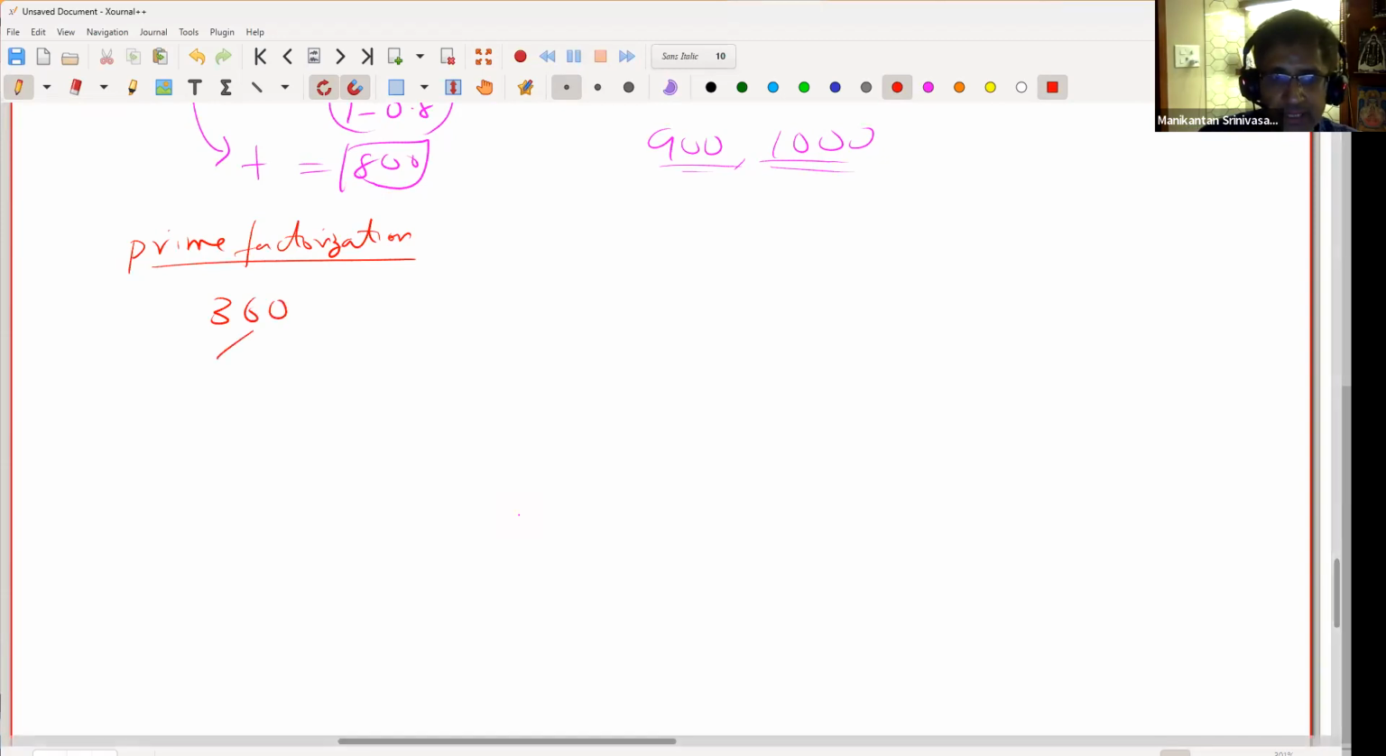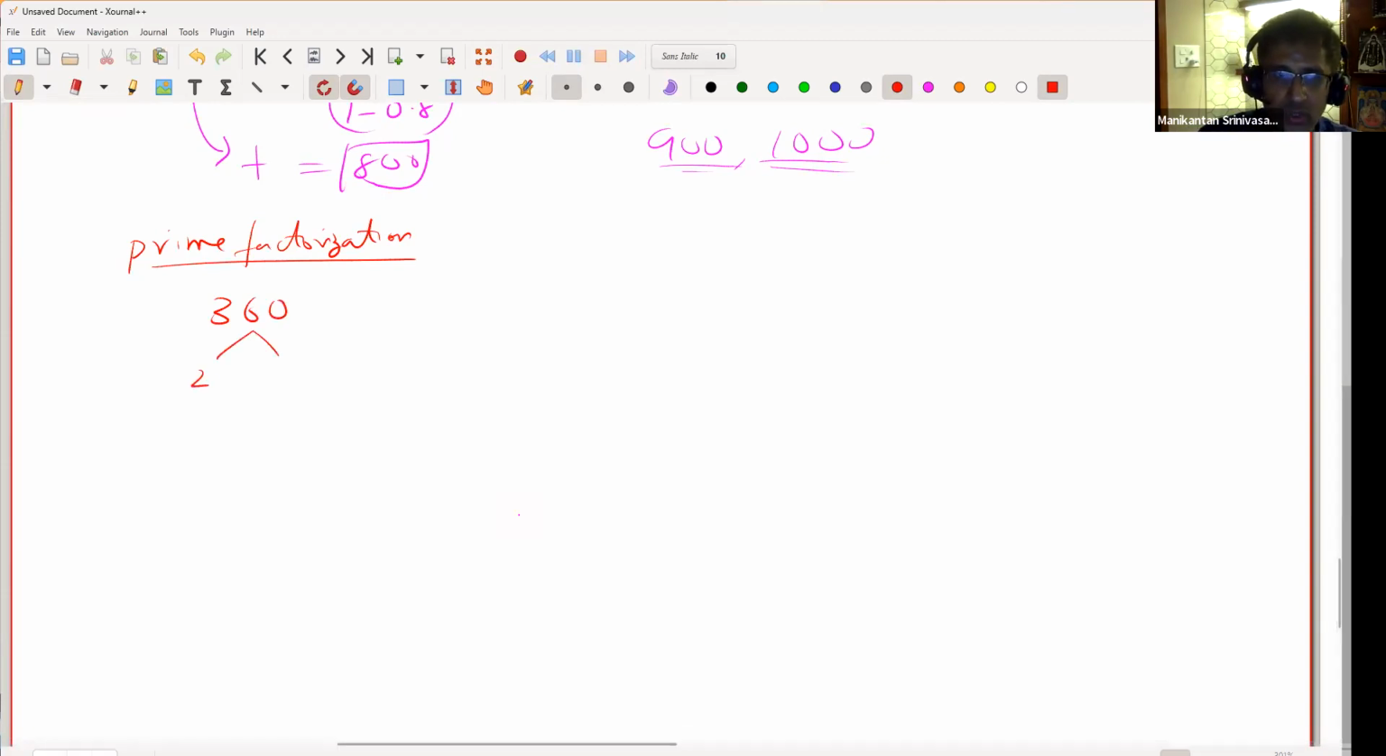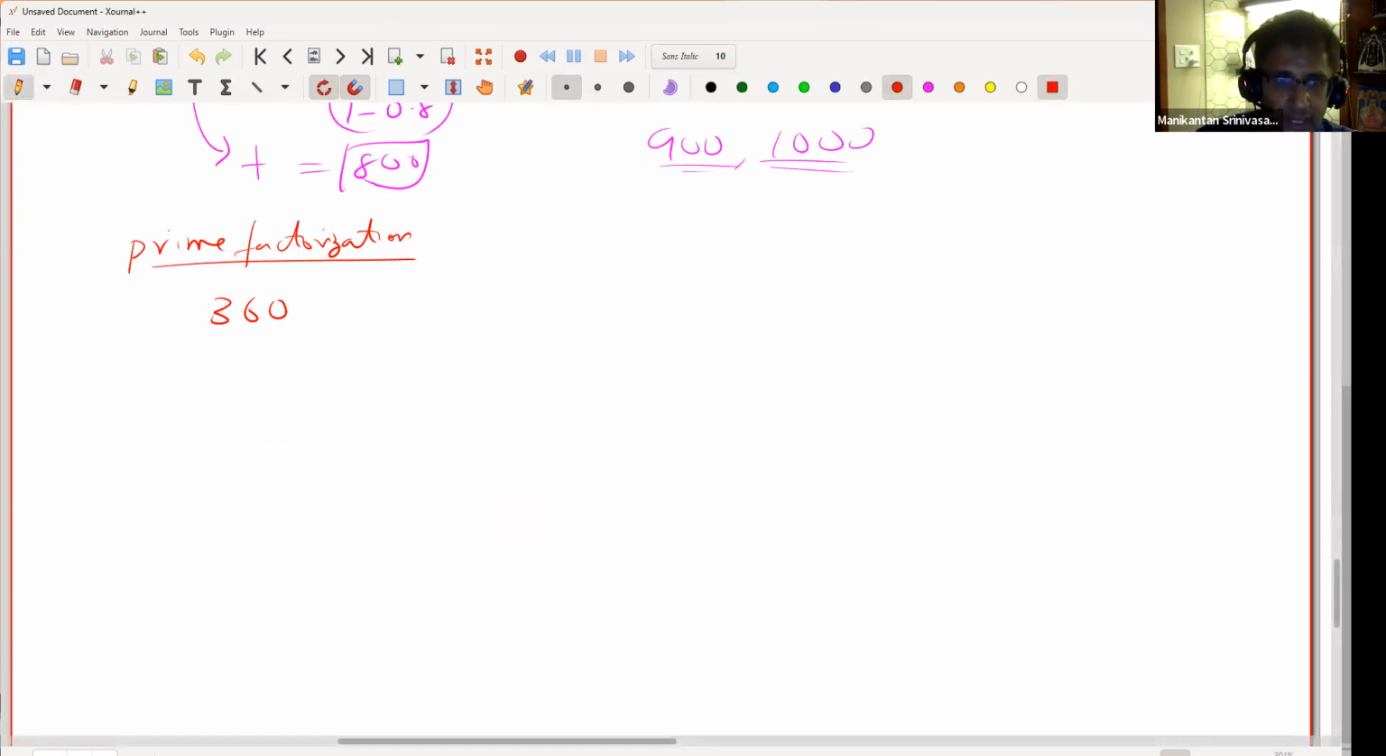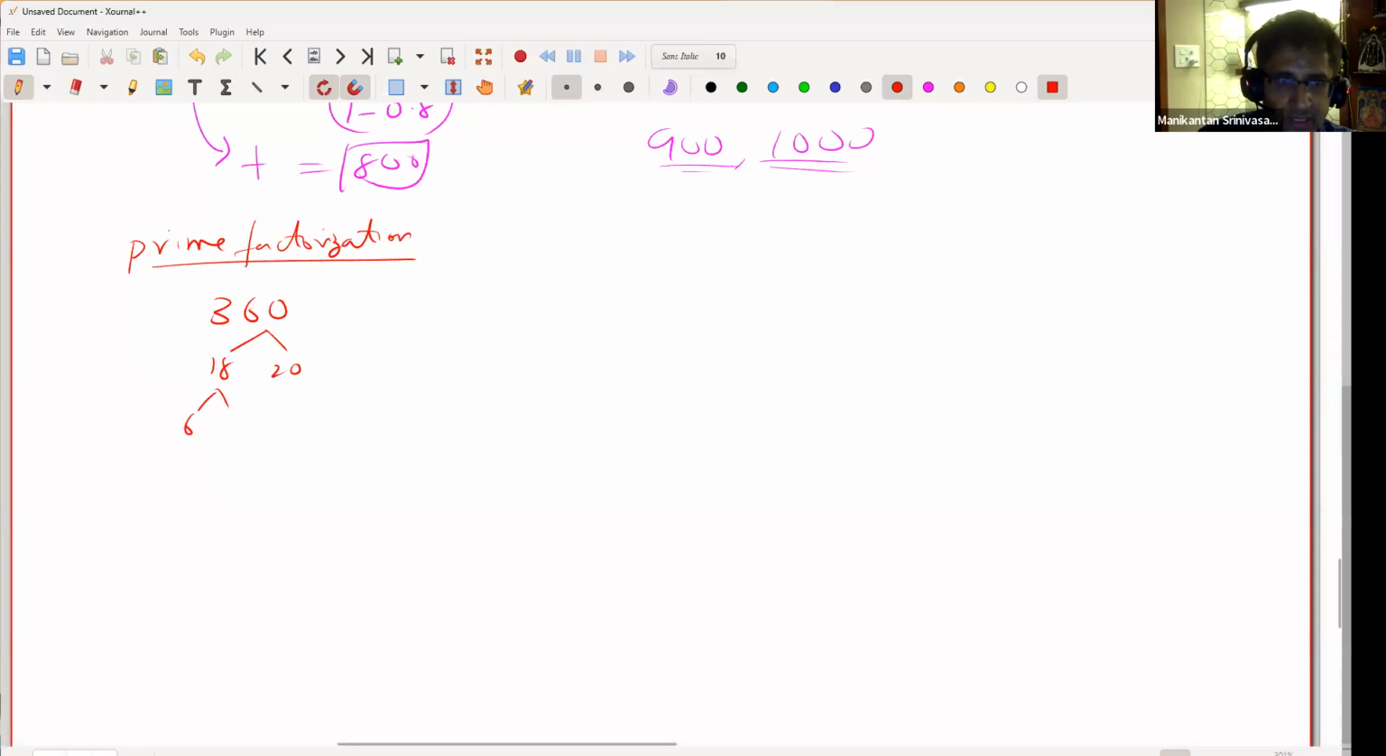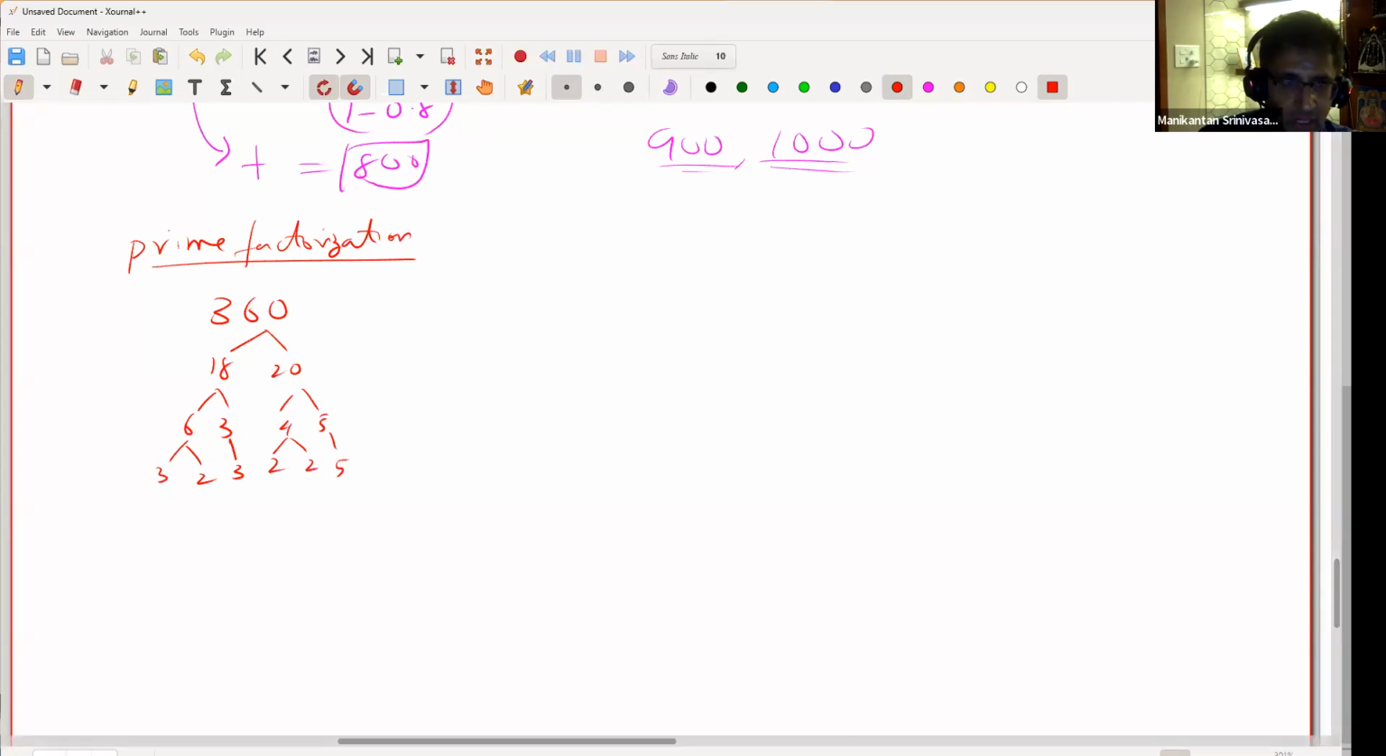If you have to prime factorize, try to divide it up into big chunks. Don't start with 2 times 180 and then 2 times 90. That will be a waste of time. Go with bigger chunks of numbers like 18 and 20, as close as possible to each other. Then you can divide this as 6 and 3, and this as 4 and 5. You'll progress to the end much faster this way. So 3 and 2, and this is just 3, and this is just 5. The leaf nodes give 2 power 3 into 3 power 2 into 5 power 1.